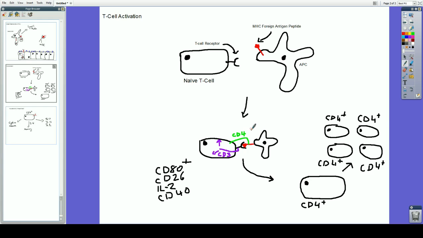CD4 actually is also involved in, it brings the IK enzyme in, which also aids the binding to the T cell receptor. But I've listed a couple here: CD80, CD26, interleukin 2 is really important, and CD40. These are all co-stimulatory molecules which take this MHC T cell receptor complex and turn it into an activated T cell. So it takes a lot more than just binding the foreign antigen.